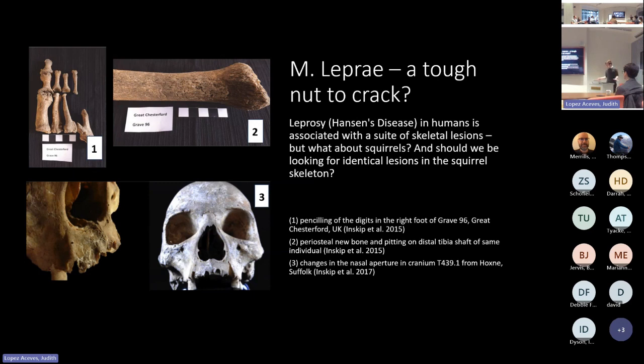So, leprosy. In humans, it manifests along a spectrum of symptoms depending on the host immune response. Untreated multibacillary leprosy can be seen in the human skeleton with a suite of pathognomonic lesions. This includes the whittling and or resorption of the digits, as in image one, the subperiosteal reaction on the long bone, such as in image two, which is on the distal tibia. And it can also be seen in the resorption of the anterior nasal spine and the rounding of the nasal aperture and the resorption of the alveolus in the front of the maxilla.